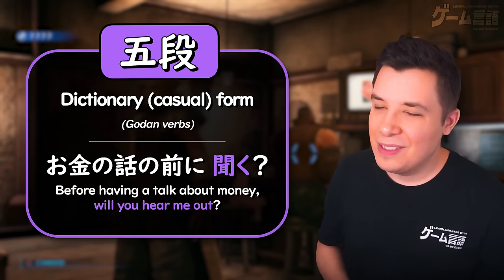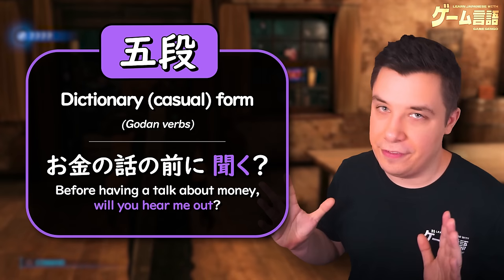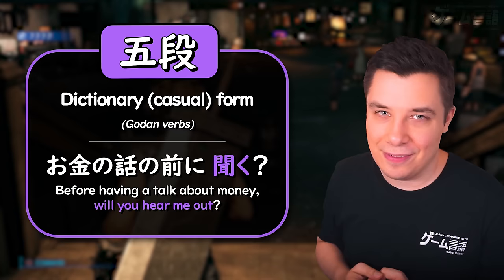So let's have a look at the casual form for godan verbs. This is just the verb in its u ending. Kiku, to hear or to listen.